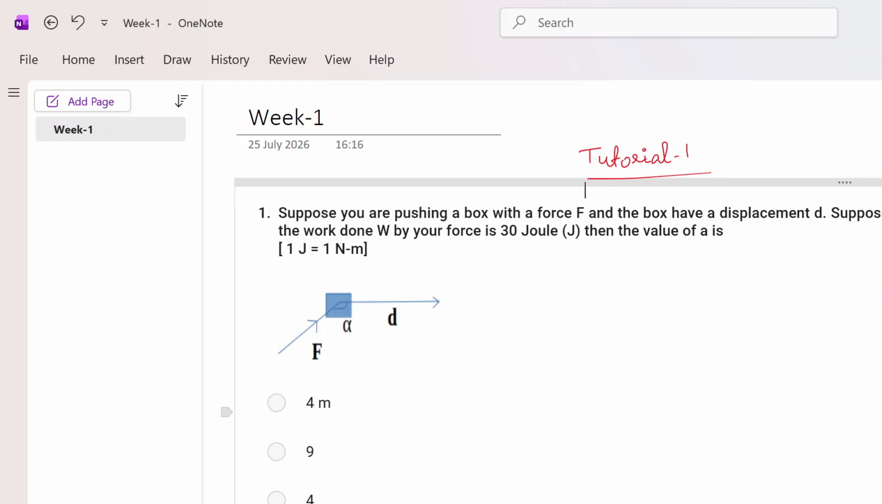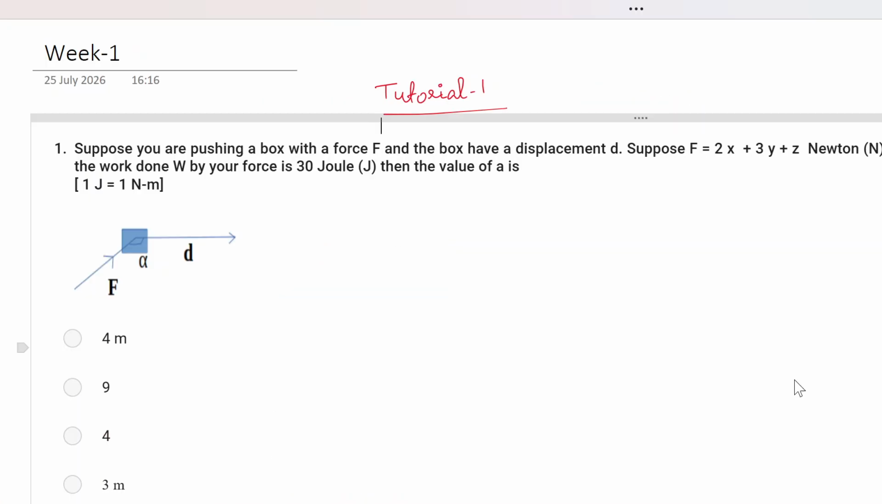As I was saying, tutorial 1's topic is mainly the questions based on week 1 lectures, which is scalar and vector quantities. That is a primary thing to start with in the Newtonian mechanics course.